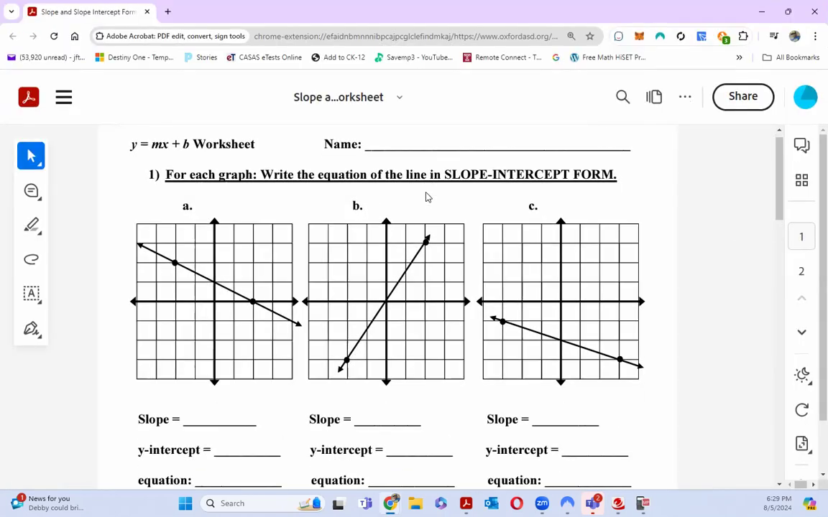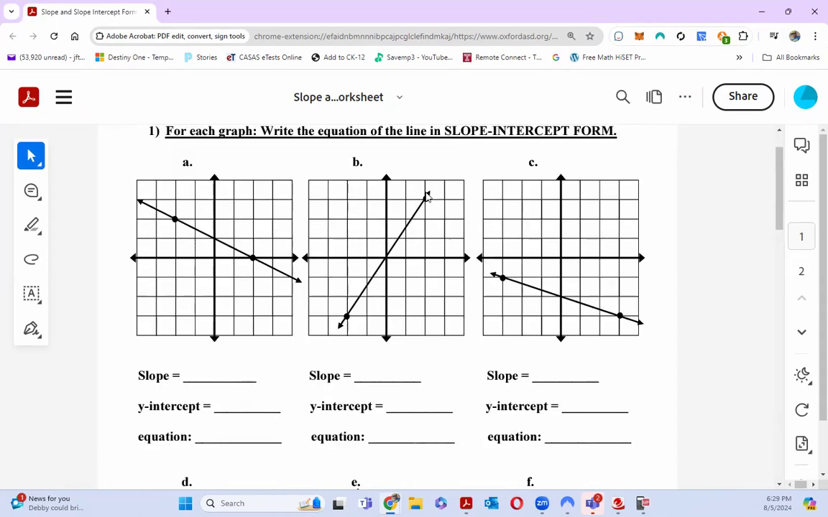Okay. So for A, is the slope positive or negative? It's negative. For B, is the slope positive or negative? Positive. For C, is the slope positive or negative? Negative. Okay. So that's the first thing I want you to understand.